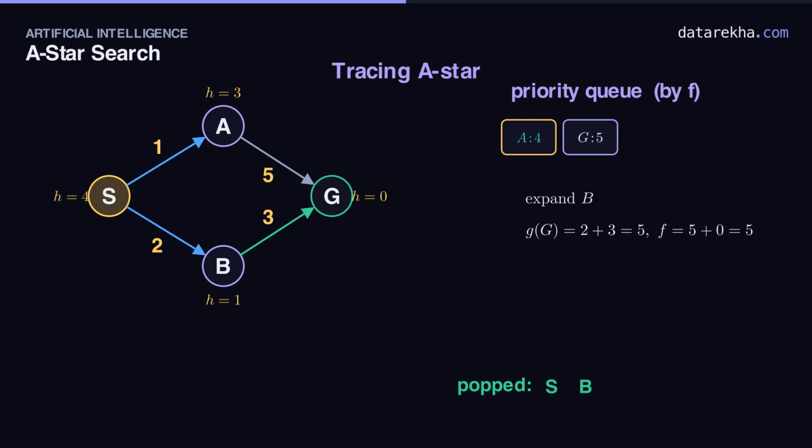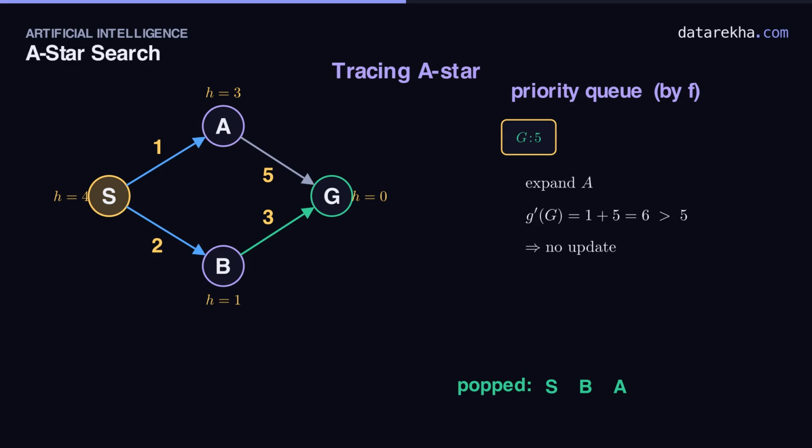Expand B. It reaches the goal with g equals 2 plus 3, 5, so f of G is 5. But we do not stop. The goal has not been popped yet. A at 4 is now the smallest, so pop A. From here, the goal would cost 1 plus 5, 6. But G already has cost 5, and 6 is not cheaper. So we leave G untouched.